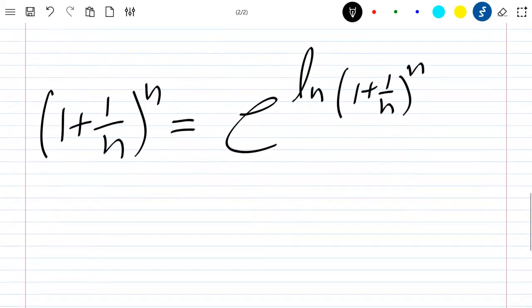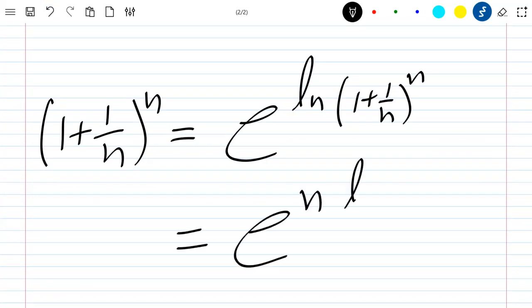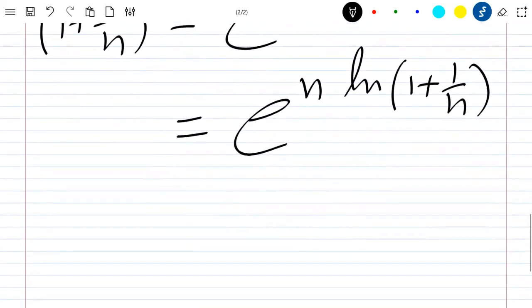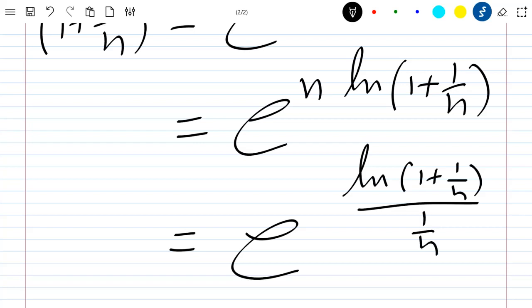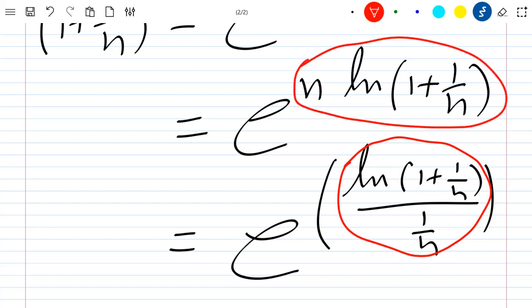Now I know that this n can come down, so this is again exponential of n ln of (1 + 1/n). I have this one, and I can still rewrite this as exponential of ln of (1 + 1/n), everything divided by 1/n. Because if I simplify this one, I will still obtain this one here.